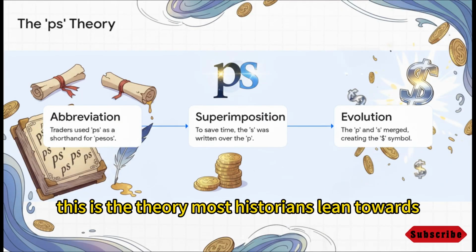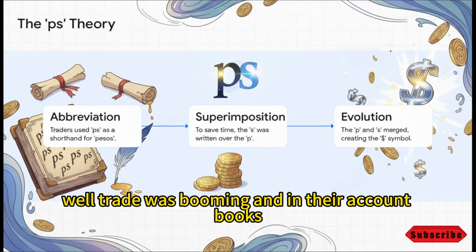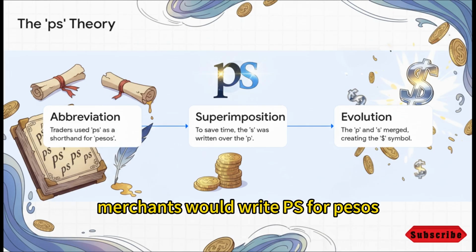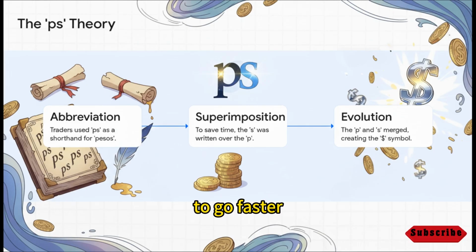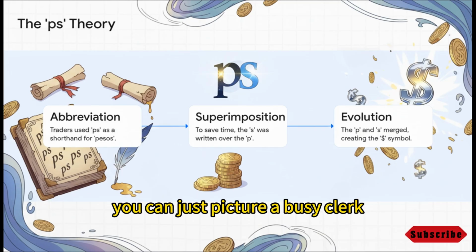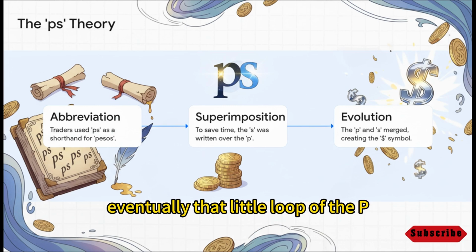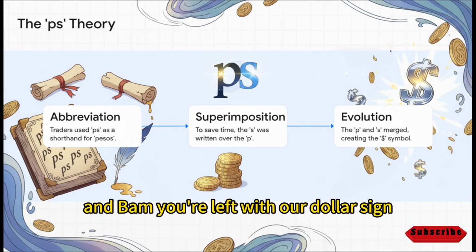All right, this is the theory most historians lean towards. Remember how dollar was slang for the Spanish peso? Well, trade was booming, and in their account books, merchants would write PS for pesos. To go faster, they just started writing the S right on top of the P. You could just picture a busy clerk scribbling this hundreds of times a day. Eventually, that little loop of the P just kind of melts into the vertical line, and bam, you're left with our dollar sign.